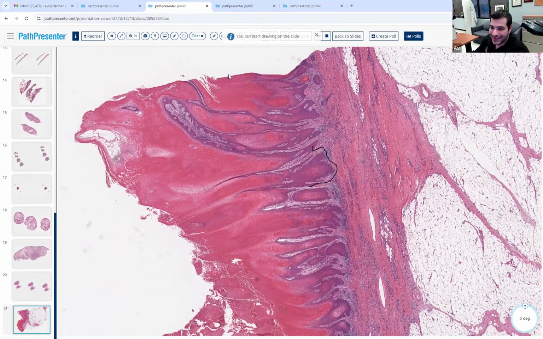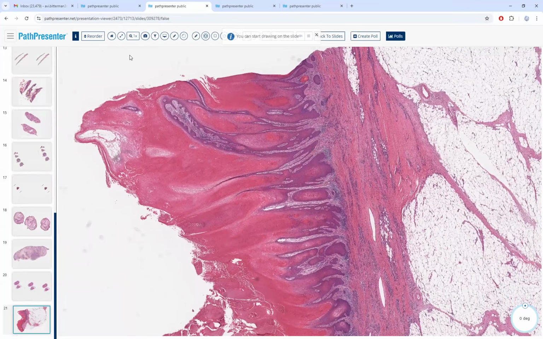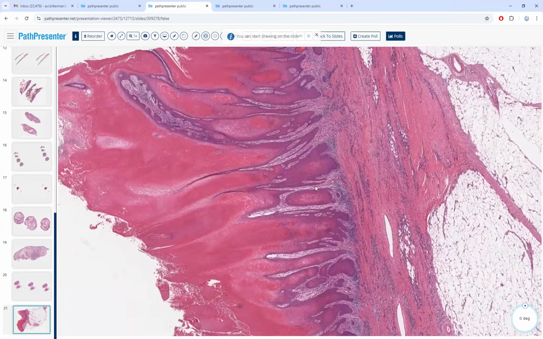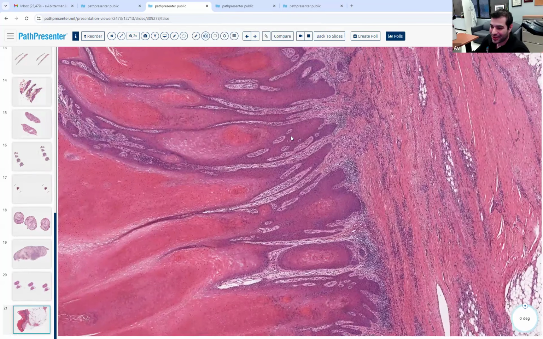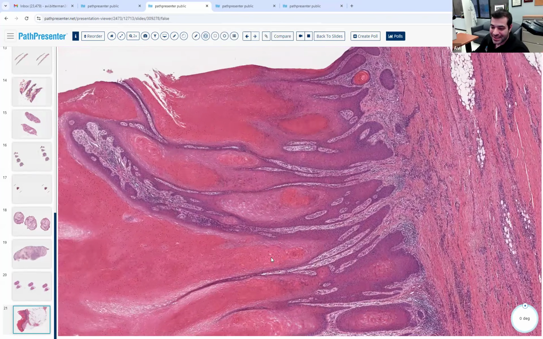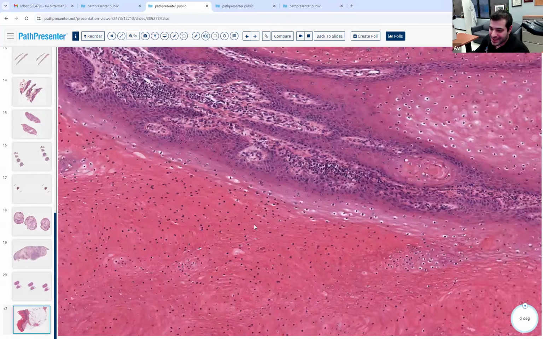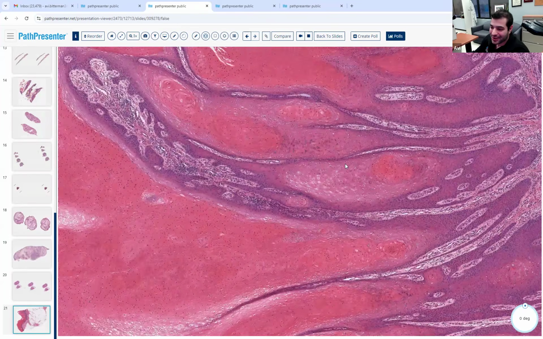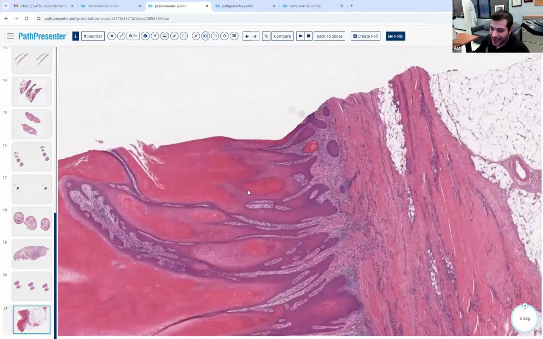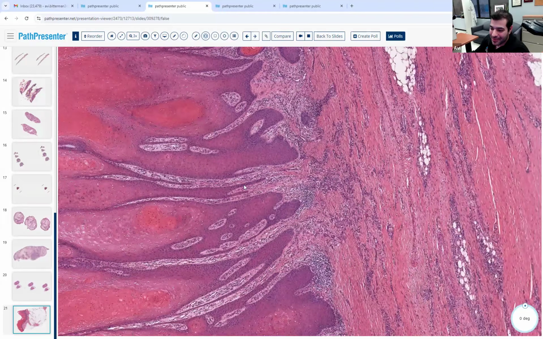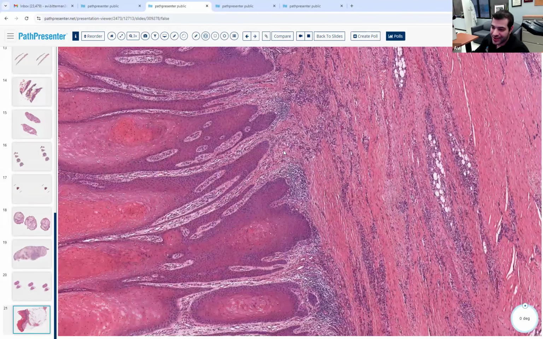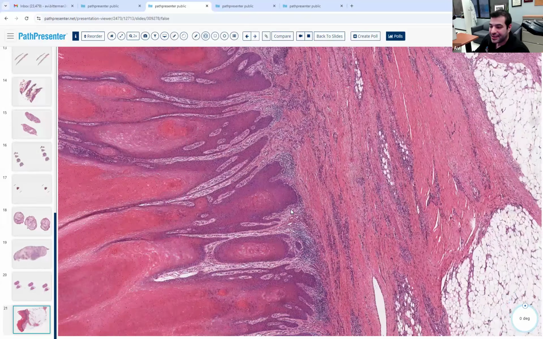Look at this border. Bulldozing into the basal wall. Yeah, it's got this pushing border. So you can see some features of wart on the outside. You see these round tiers of parakeratosis. You see your koilocytic change. Fine. But then you get these round, bulbous, pushing border projections into your dermis.